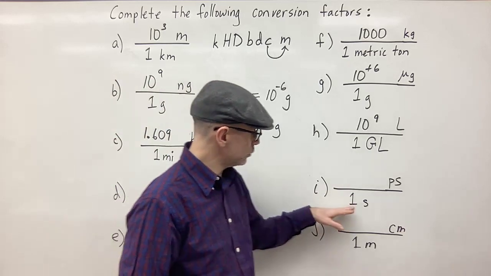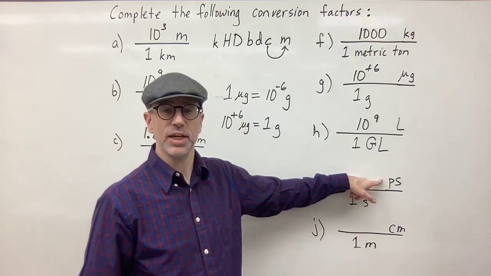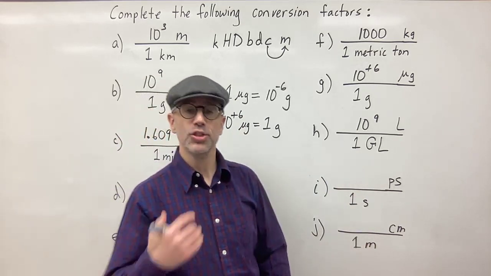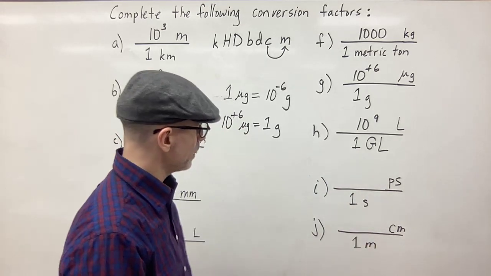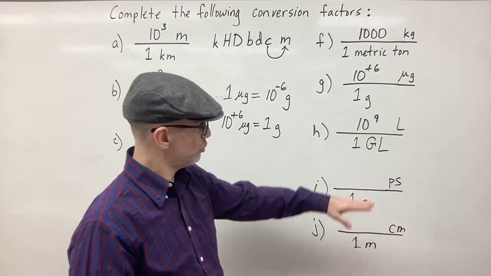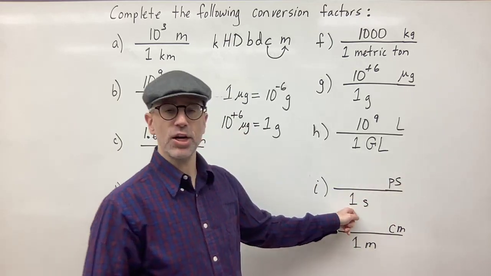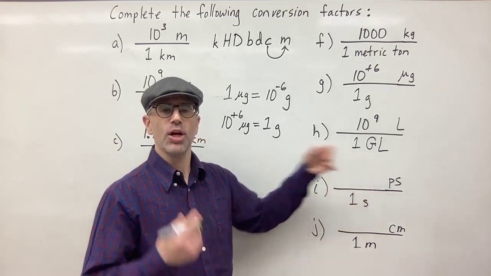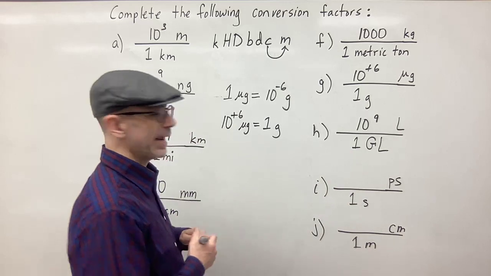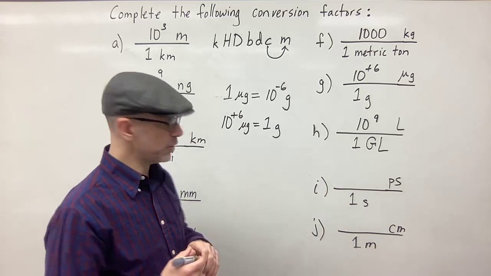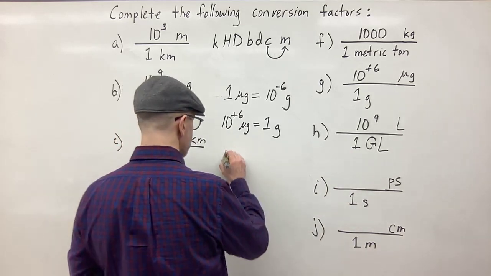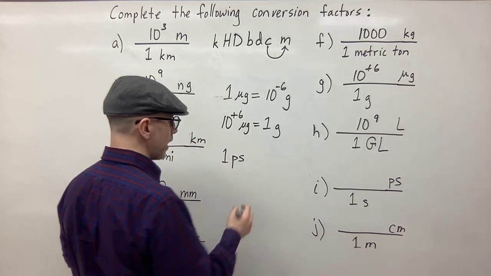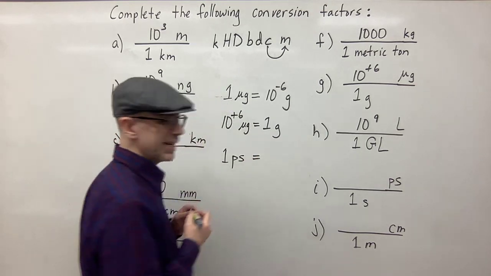Okay, next we have seconds and PS. You may not have seen PS before, but P is for pico. So we're talking about picoseconds here. So 1 second is equal to how many picoseconds? So here, the 1 is with the base unit, the prefix unit we have to figure out. So again, the way I usually do it is I put the 1 with the prefix unit. So 1 PS, 1 picosecond is going to be equal to how many seconds?